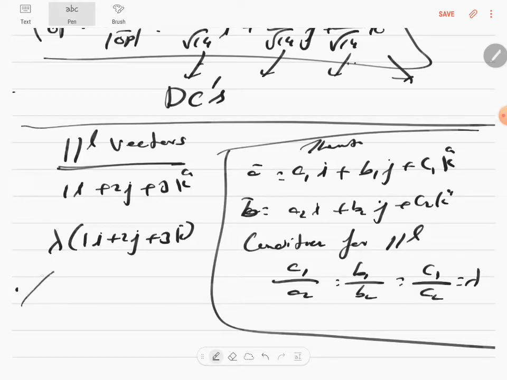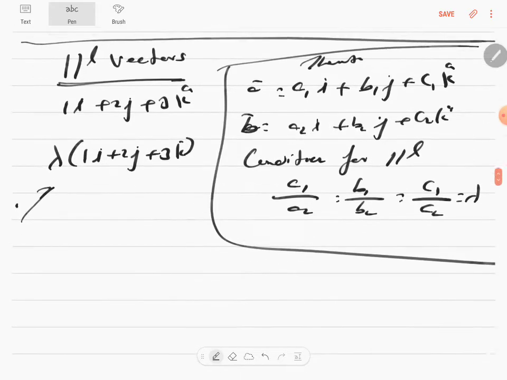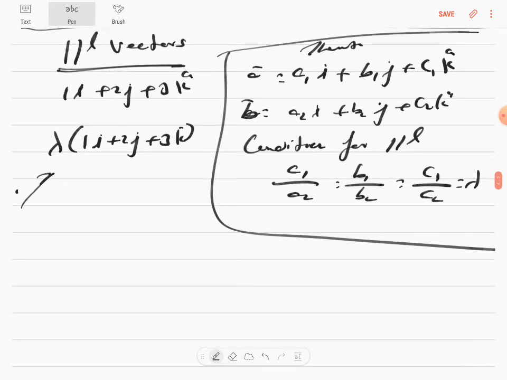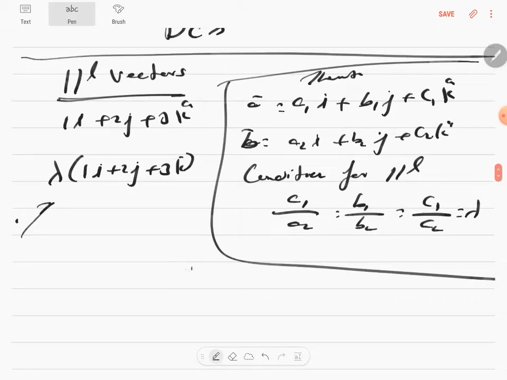The simple way of saying it is one vector is lambda times another. The theoretical way of saying it is a1 by a2 is equal to b1 by b2 is equal to c1 by c2 is equal to lambda. Are you clear? That is the condition for two parallel vectors. So a vector is lambda times b vector.